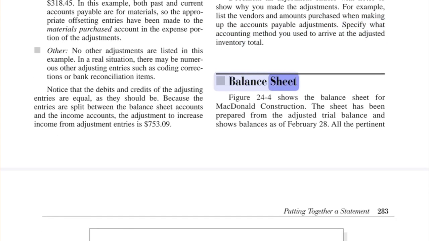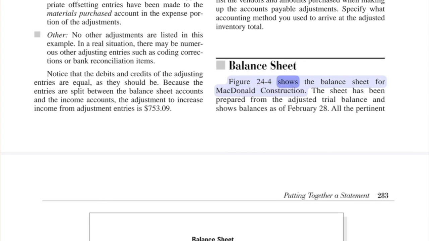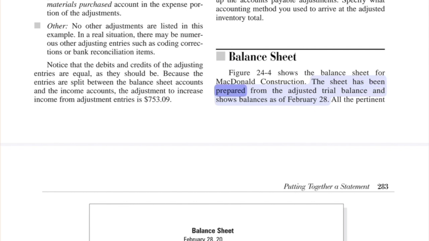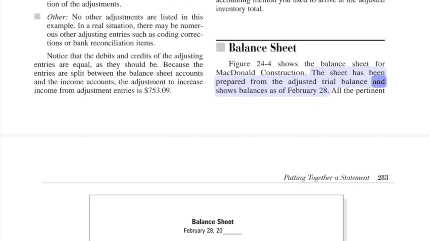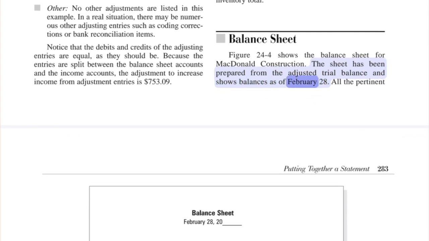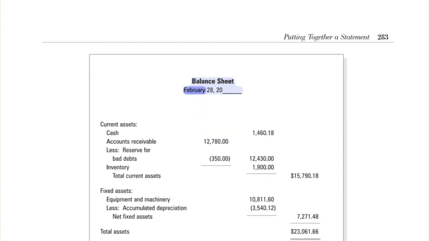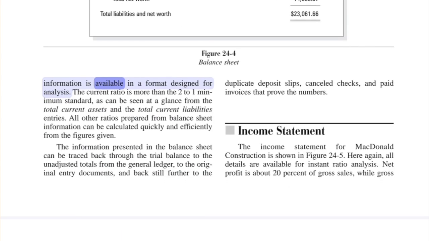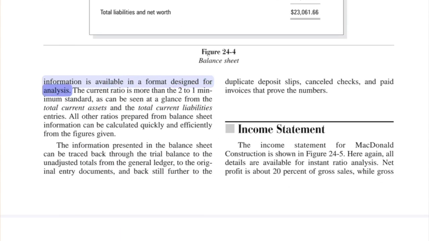A balance sheet. Figure 24-4 shows the balance sheet for McDonald Construction. The sheet has been prepared from the adjusted trial balance and shows balances as of February 28. All the pertinent information is available in a format for analysis.